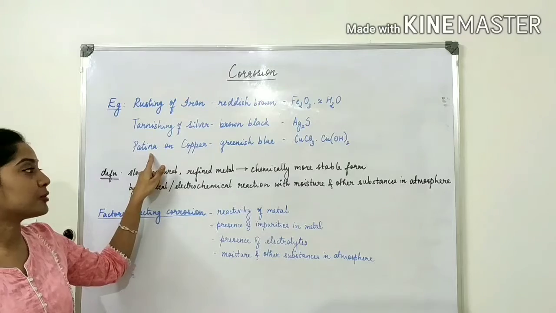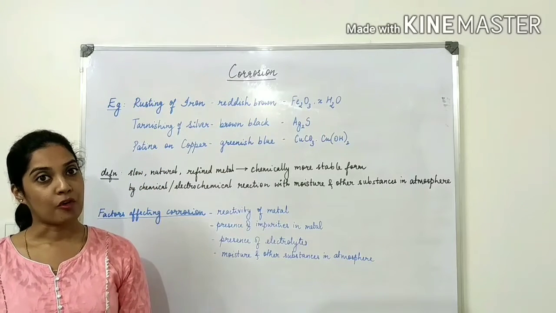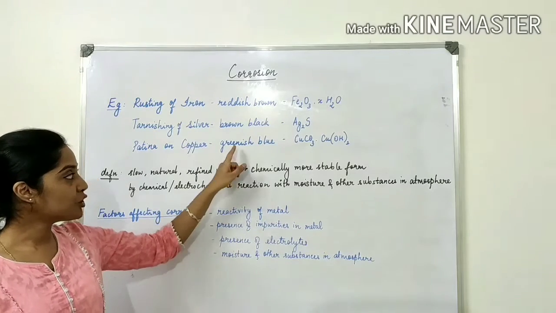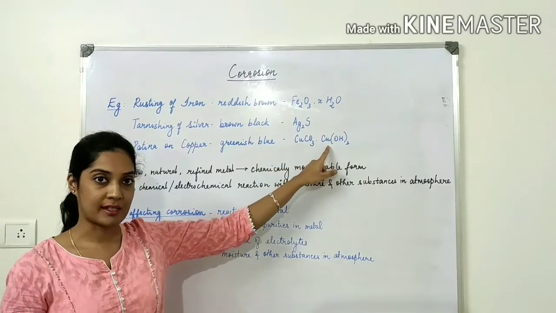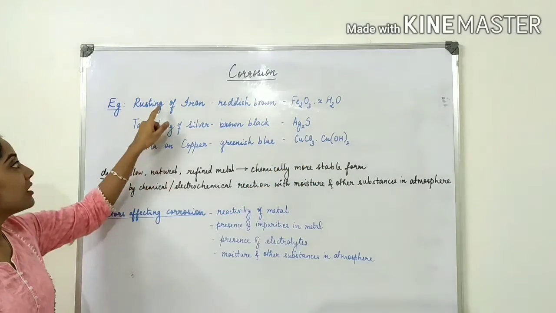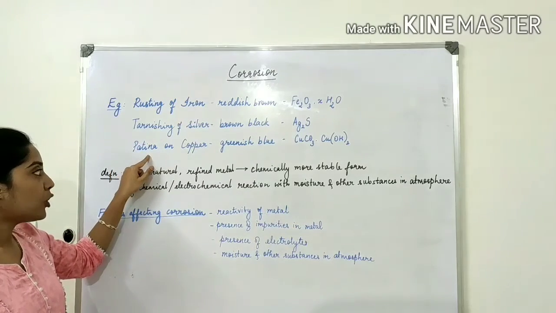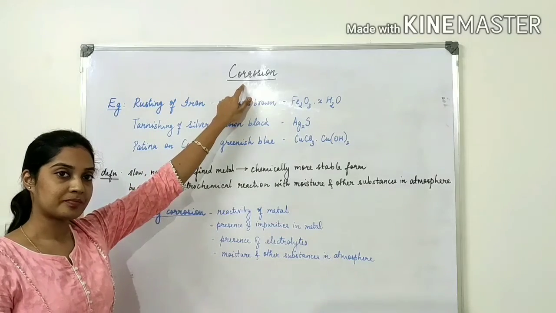Another example for corrosion is the Statue of Liberty. It is mainly made of copper and has a greenish hue. The greenish compound formed on it is copper carbonate, copper hydroxide. Thus, rusting of iron, tarnishing of silver, and patina on copper are all examples of corrosion.